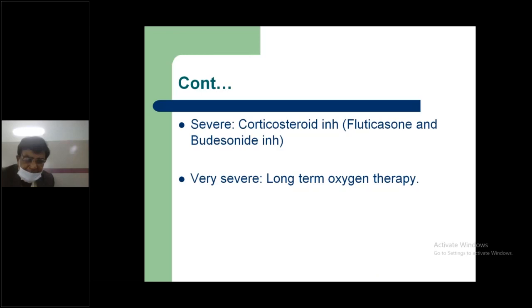So treatment is very easy: mild, salbutamol; moderate, salbutamol with salmeterol and ipratropium bromide; severe, then steroid; very severe, then oxygen. So they are very simple treatment. So I think this is the end of today's class.